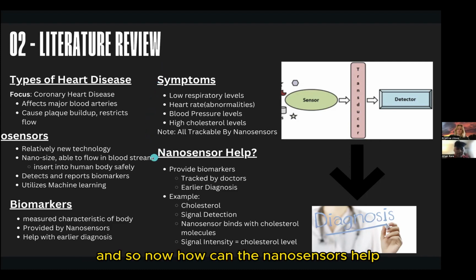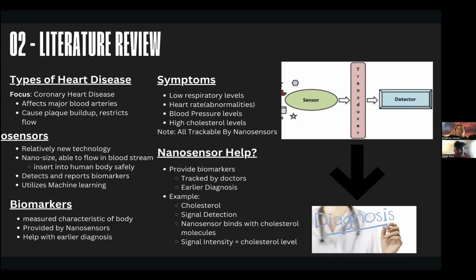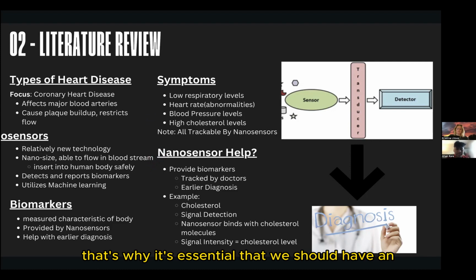And so now how can the nanosensors help? The nanosensors can provide the biomarkers, which can then be observed by doctors who can then give an earlier diagnosis. And this is important because the later on heart disease progresses, the more unlikely it is of survival. That's why it's essential that we should have an earlier diagnosis.